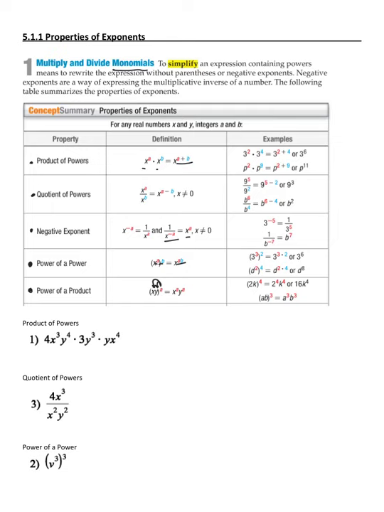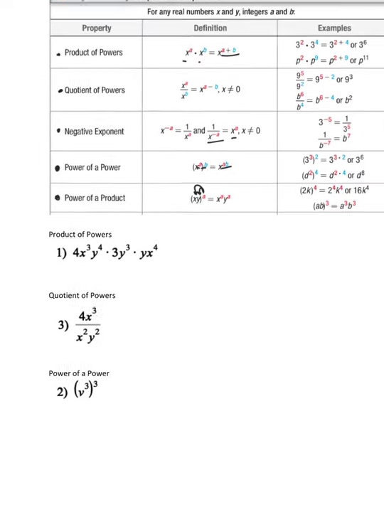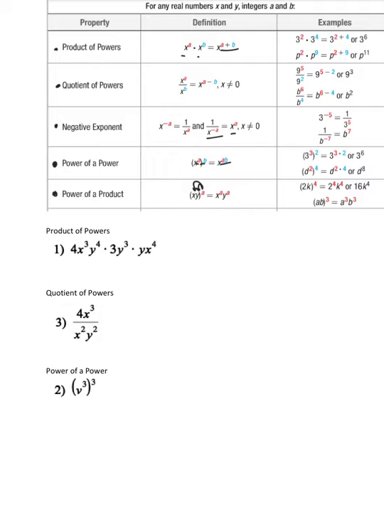So guys, I've got a couple of simple examples of a few of our properties here. The first one is product of powers. Product means multiplying. So the coefficients here, 4 and 3, let's multiply those. 4 times 3 is 12. Then we've got x to the third times x to the fourth. That's going to be x to the power of 3 plus 4. You're going to add those exponents.